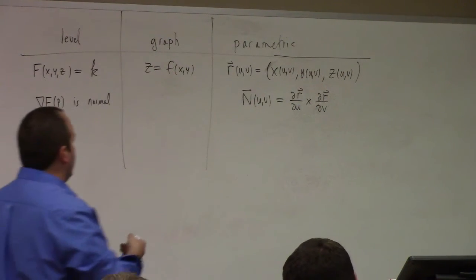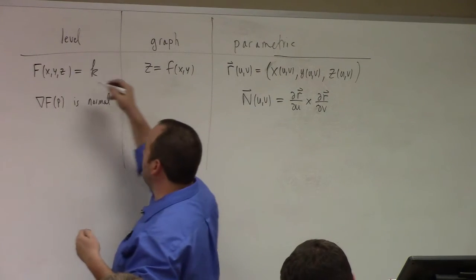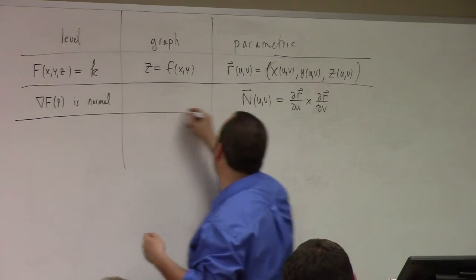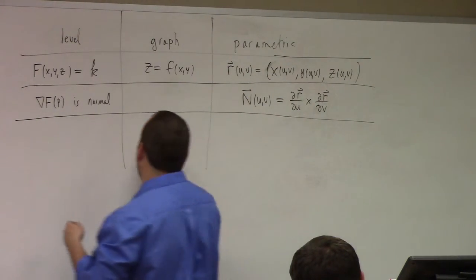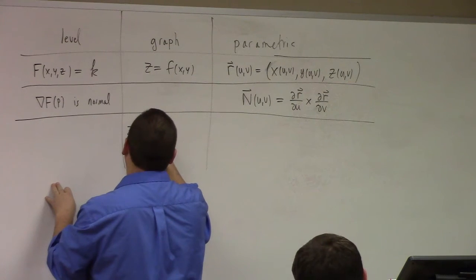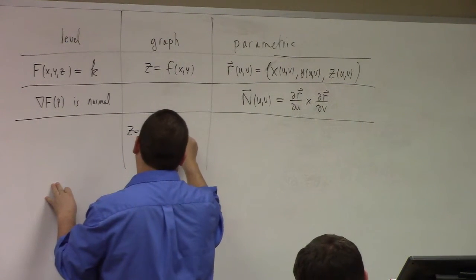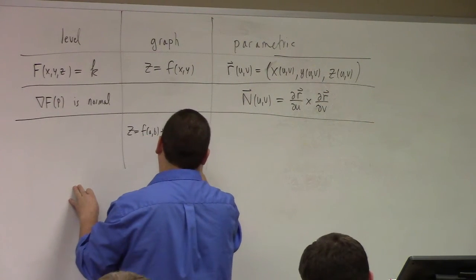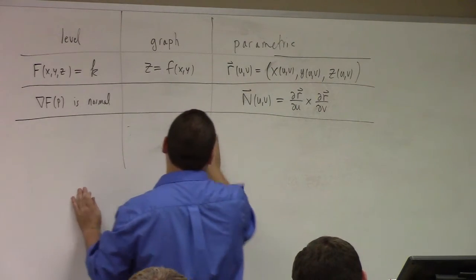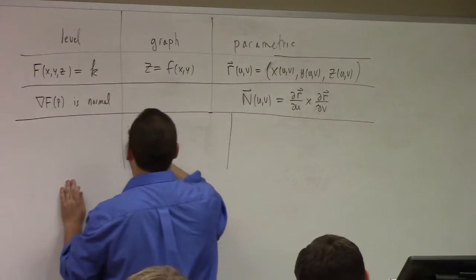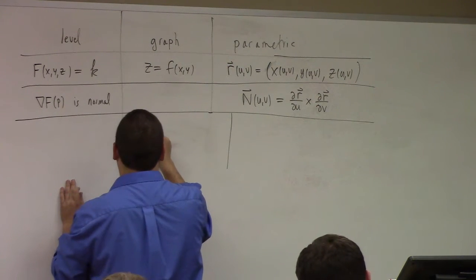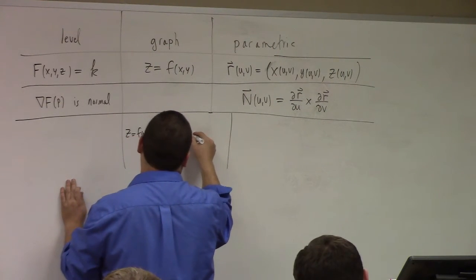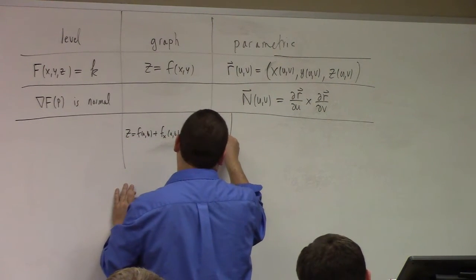Actually, for the graph, it's kind of weird, right? We kind of skipped over the question of what the normal was in the case of the graph. What did we go straight to? We went straight to saying the equation of the tangent plane is z equals f of a b plus f_x of a b times x minus a plus f_y of a b times y minus b.